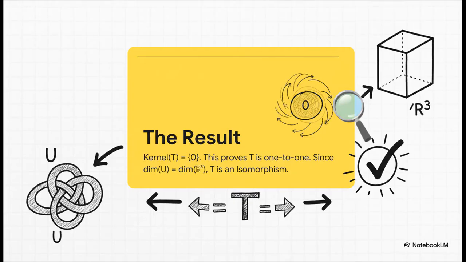And there you have it. The kernel of T contains only the 0 polynomial. That proves our transformation is 1-to-1. And because the dimensions match up, we can officially say T is an isomorphism. Our complicated-looking polynomial space U is, for all intents and purposes, structurally identical to the simple 3D vector space we all know and love.